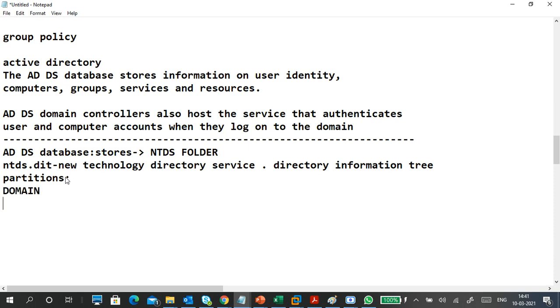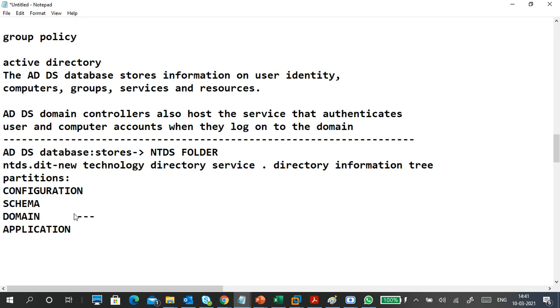Domain partition. Okay, the partition is domain partition, schema partition, configuration partition, and application partition. There are four partitions: configuration partition, schema partition, domain partition, and application partition.